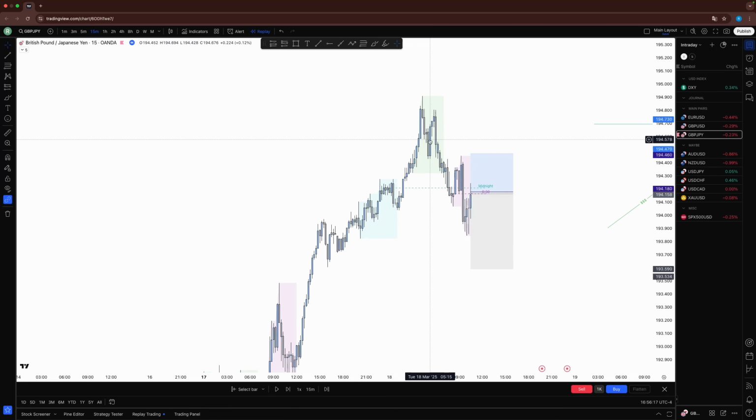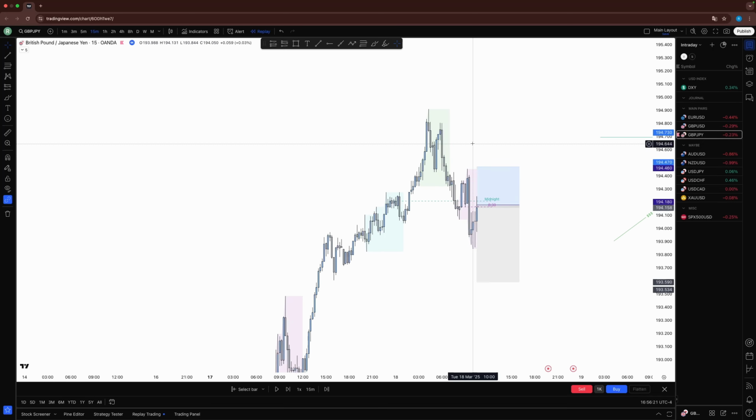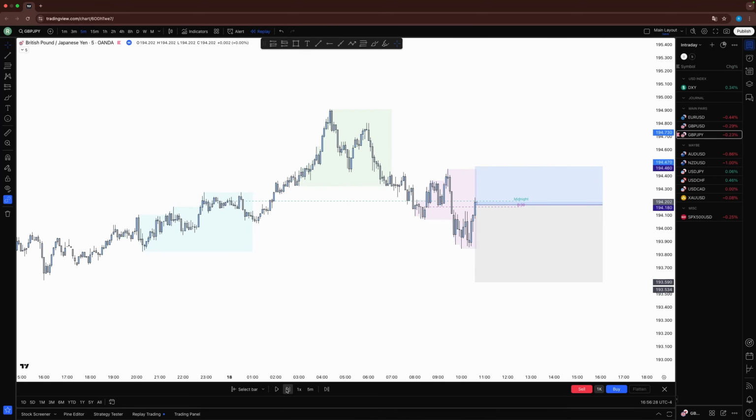But if this trade loses, we would probably come for this fair value gap. So this was the catch of this trade, the weakness of the setup. But I thought it would be worth it anyway. So let's see what happened.